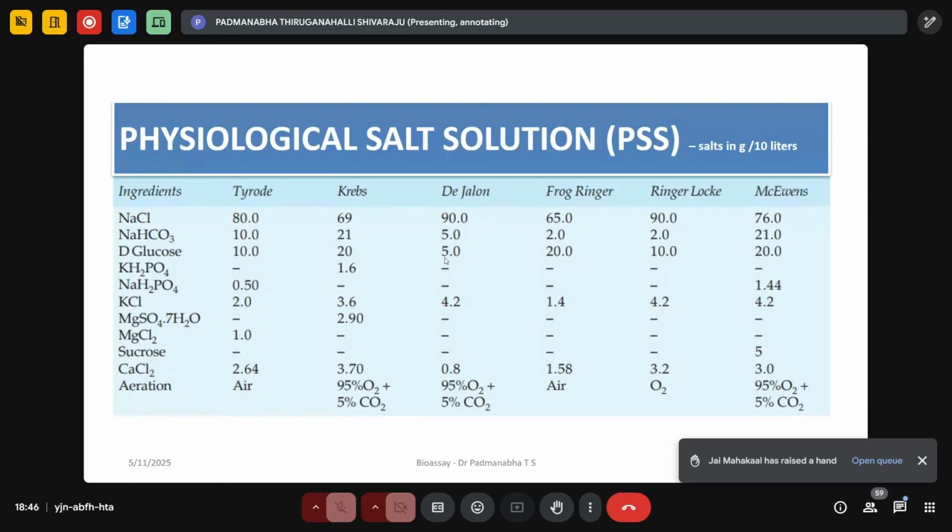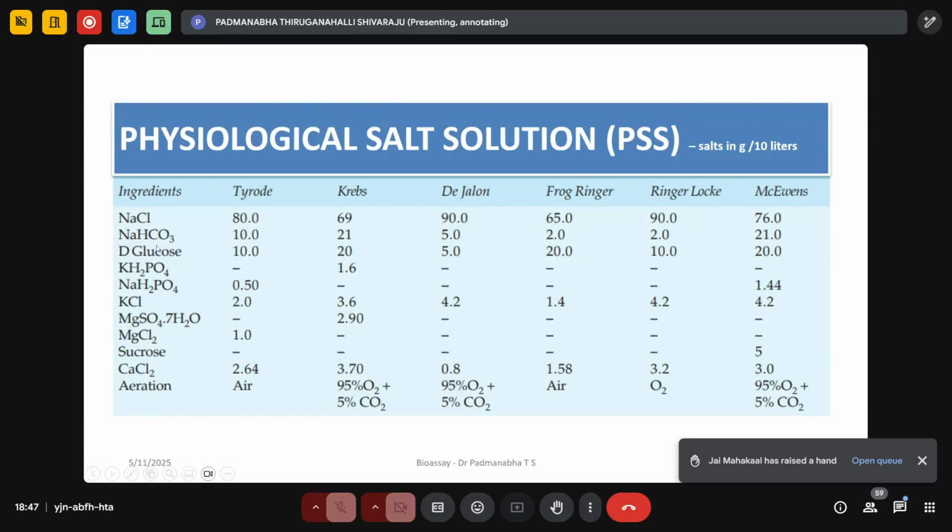So all these concentrations should be exactly measured, and we need accuracy in the preparation of the physiological salt solution. If you look at the bioassay study, you can say the heart of the bioassay will be how well you prepare a physiological salt solution. The physiological salt solution is the main component that makes the tissue viable for a longer period of time. Unless you prepare a salt solution properly, tissue viability will be lost.